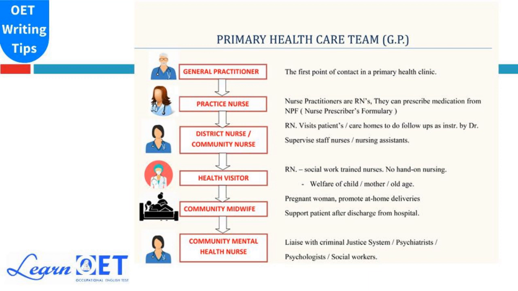Within a primary healthcare team, the top position is a doctor who is also called the GP, that is general practitioner. So a doctor who is working in a GP is also called a GP, a general practitioner. The general practitioner is the first point of contact for any patient who comes to that primary health clinic. There are many nurses working under the general practitioner. The top position of a nurse in a general practice is called a practice nurse or nurse practitioner. Both are the same name for those nurses who are working under the general practitioner.